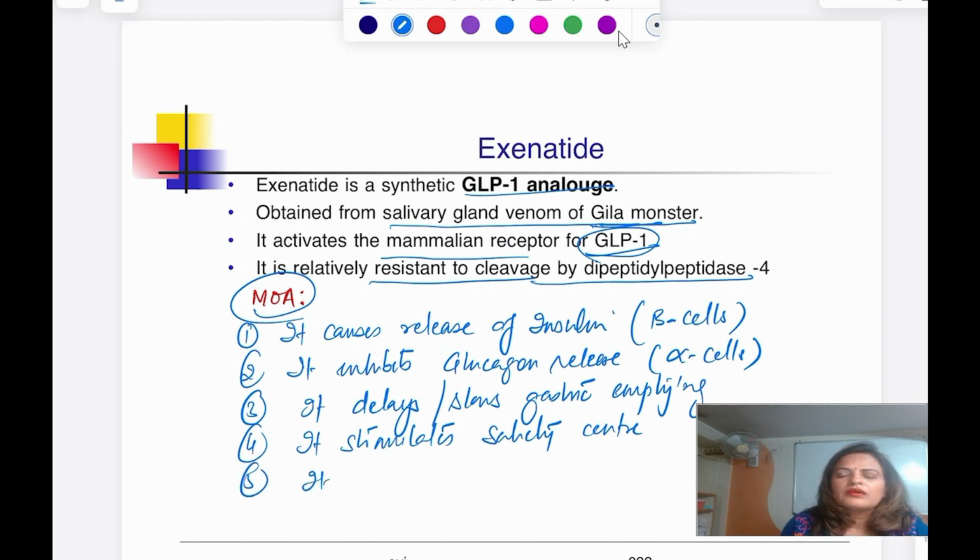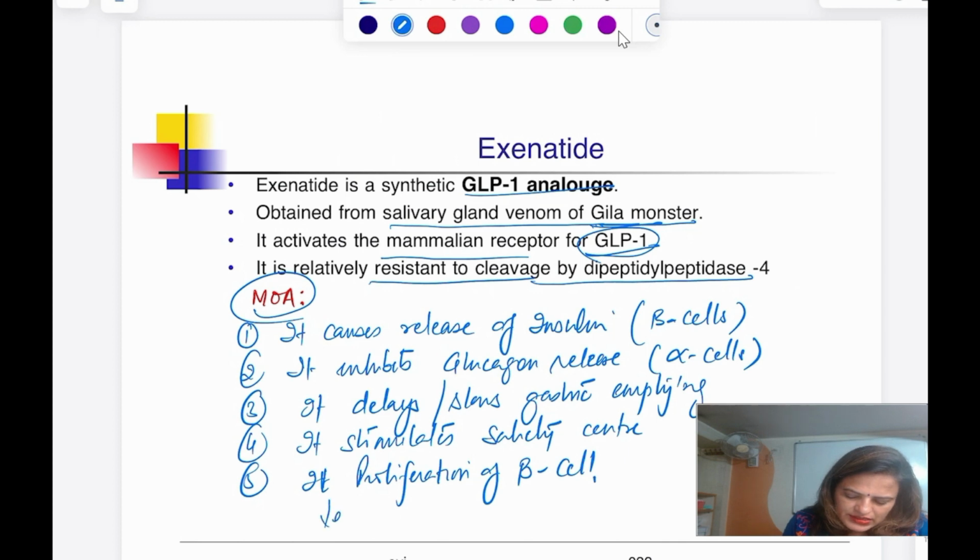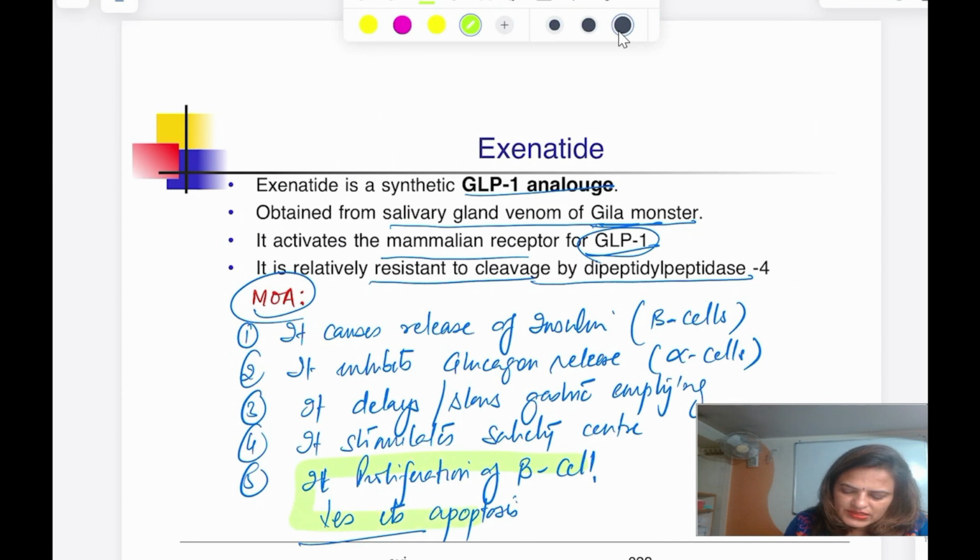Then it causes the proliferation of pancreatic beta cells, and decreases their apoptosis, that is programmed cell death of the beta cell. So this is a very important action, because this is the drug which is going to decrease the degradation of the beta cells. So a disease modifying action is also seen with exenatide.